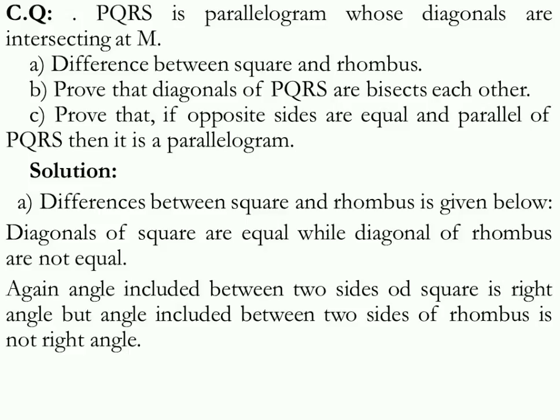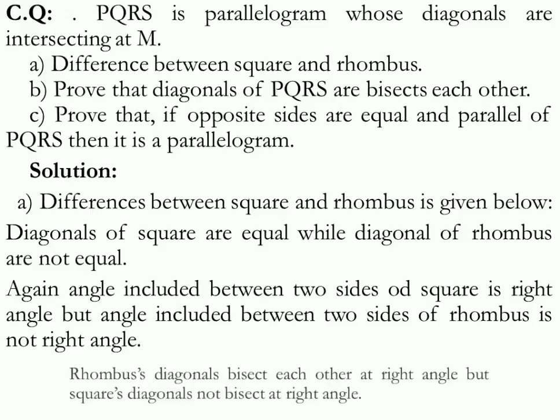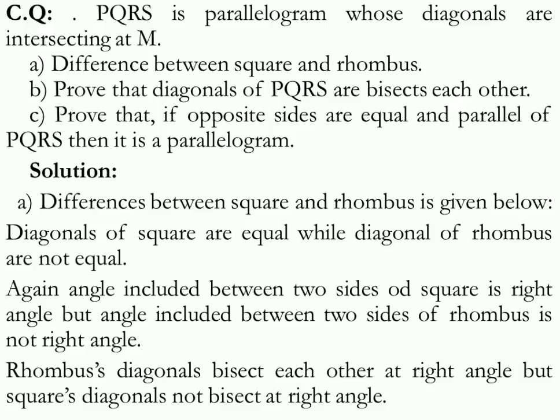Third difference. If you want you can give up to 2, but if you give 3 there is no problem. So the third is: rhombus diagonals bisect each other at right angle, but a square's diagonals do not. They bisect, but the angle between the two diagonals is not a right angle in a square. So that is the difference between square and rhombus.